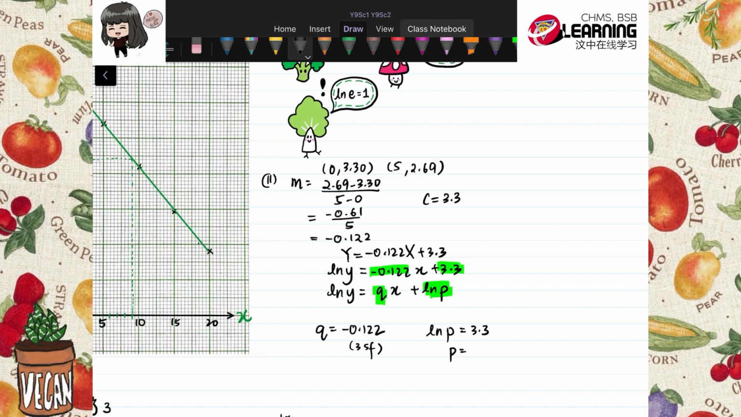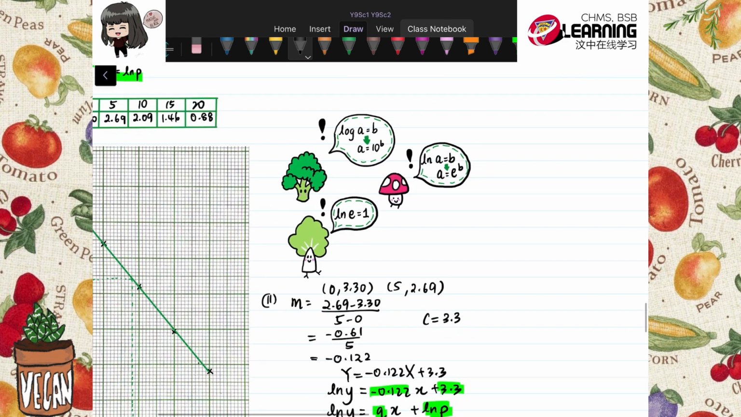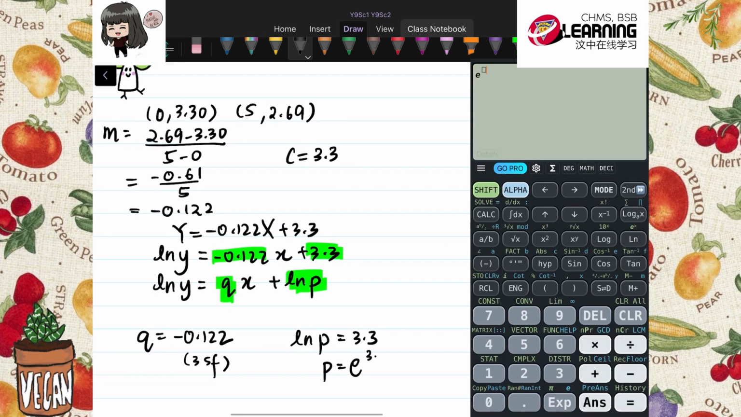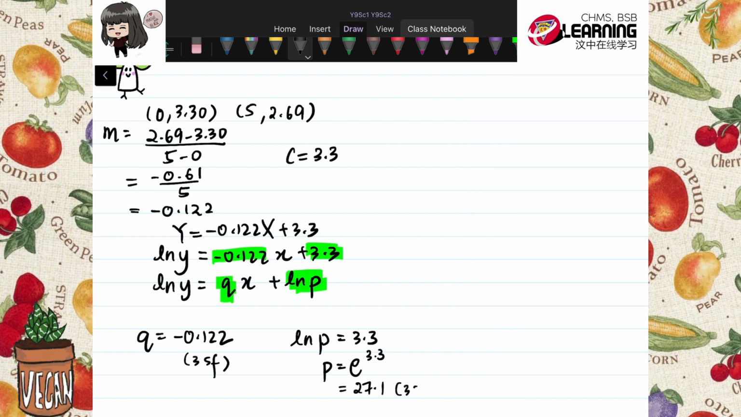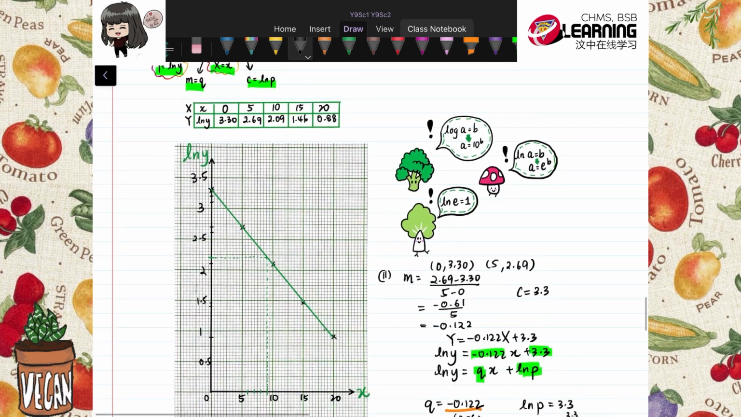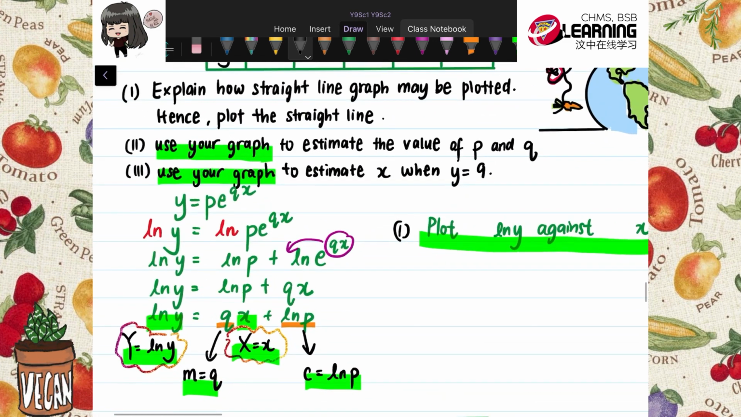So how do I move this ln? I've already written down some recaps over here. Hope you can remember. So I'm gonna move ln, so e to the 3.3, and in 3 sig fig is 27.1. Okay, and then for part 2, this is part 2, right? And then part 3, as I say, use your graph. You're gonna use your graph to find the answer.